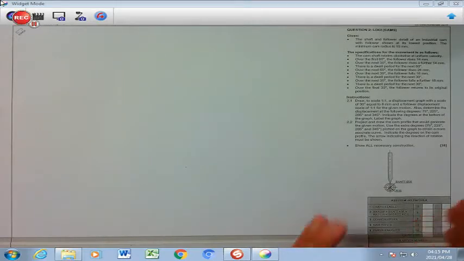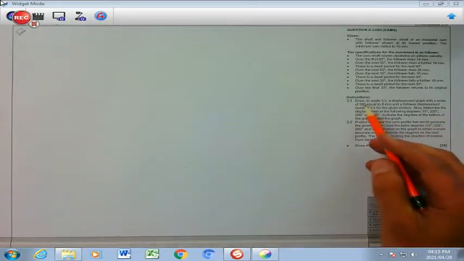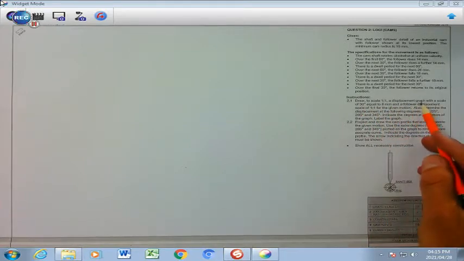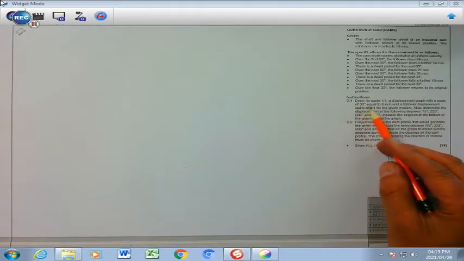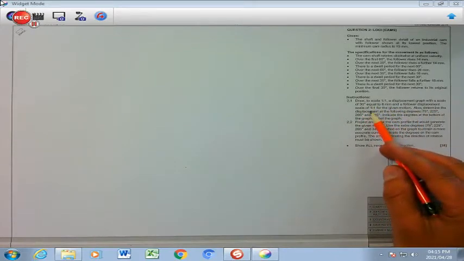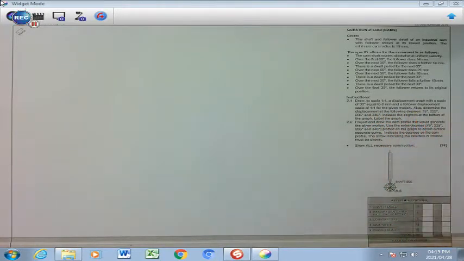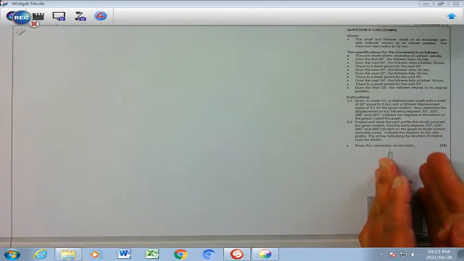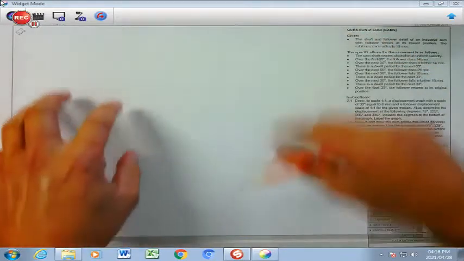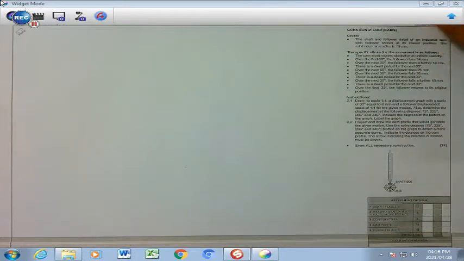So what I'm going to do, I'm going to take this information and I'm going to redraw that information, and it states here in my instruction, draw to scale 1:1 a displacement graph with a scale of 30 equal to 8 millimeters and the follower displacement of scale 1:1 for the given motion. That's very important. So I'm going to project and draw this in this area over here, and then from there I'm going to do my cam displacement diagram. Let's do that first.